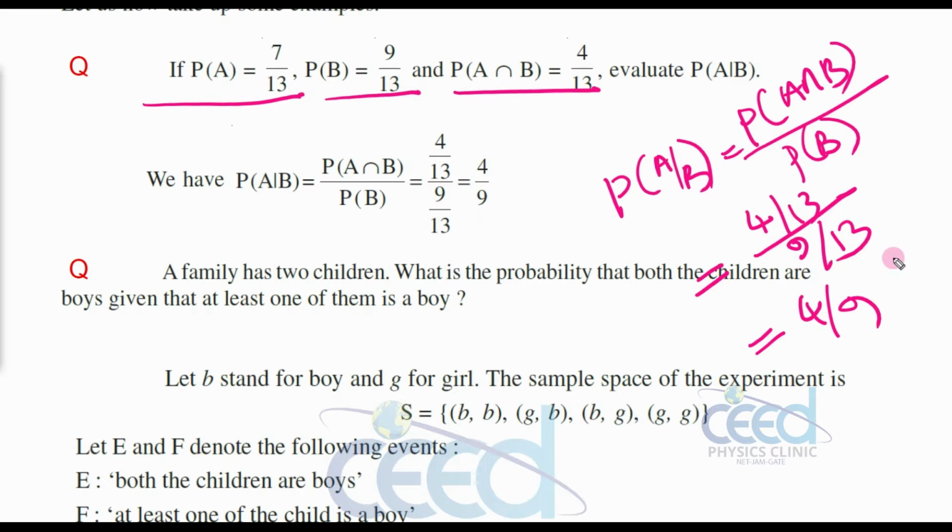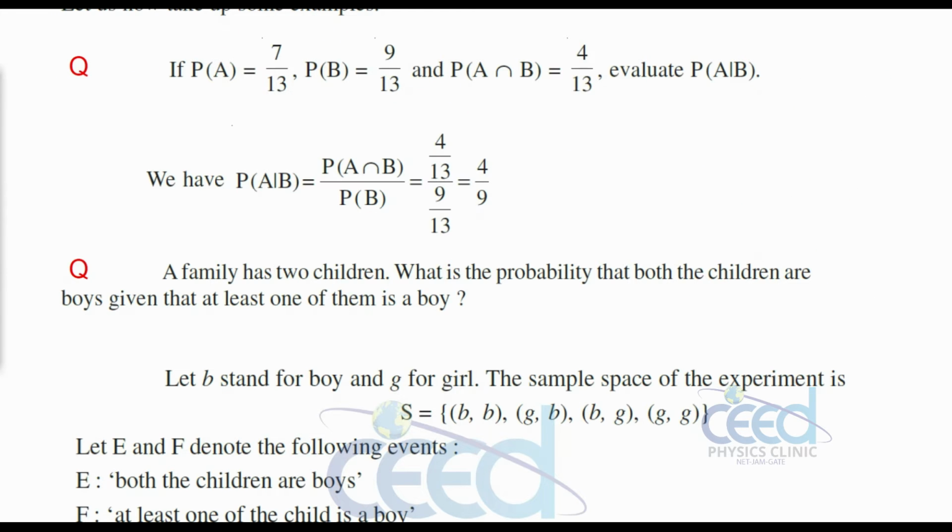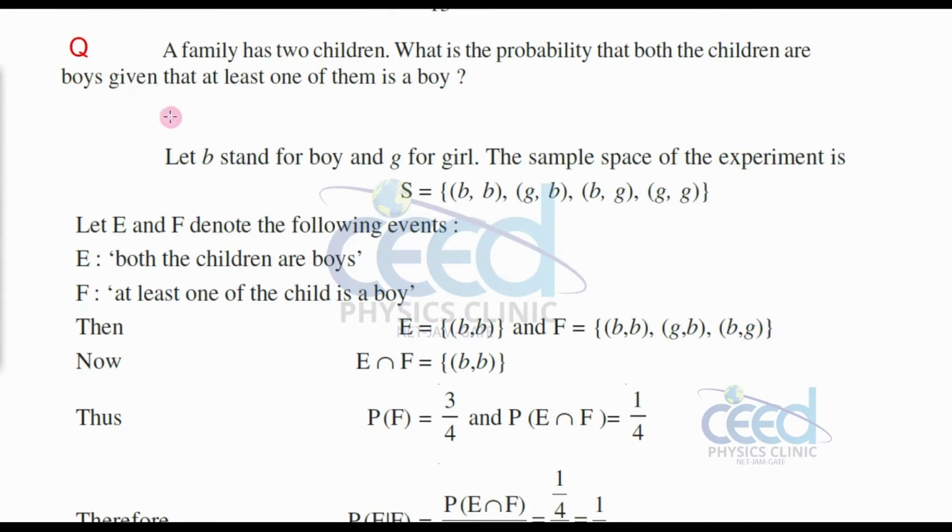Alright. Now let us go to another question. A family has two children. What is the probability that both the children are boys given that at least one of them is a boy? So that is very important. If you get a problem like this, you have to identify which event has already occurred, that already happened. Which one you have to select as A and which one as B, or E or F.